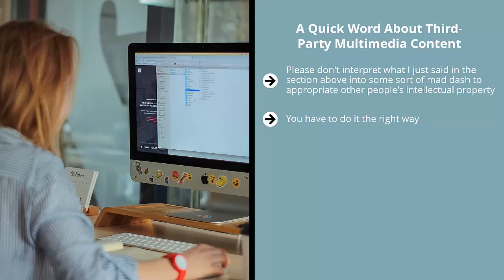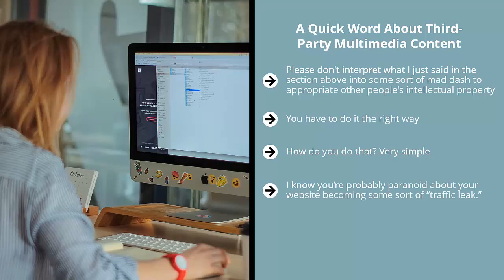You have to do it the right way. Whether you're using infographics from Pinterest, videos from YouTube, or explanatory photos from Pinterest or Instagram, you have to respect the rights of the owners or creators of this content. How do you do that? Very simple. Give them attribution and link to them.